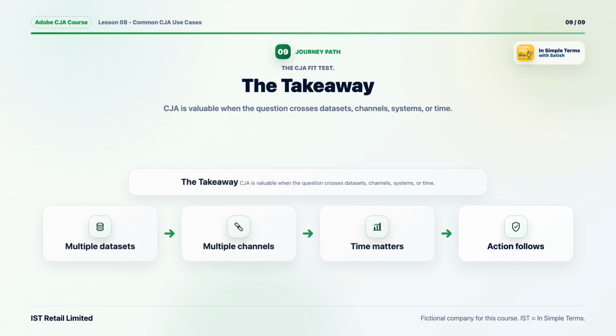In the final lesson, we will talk about implementation and governance, because that is what keeps CJA useful after the first dashboard.